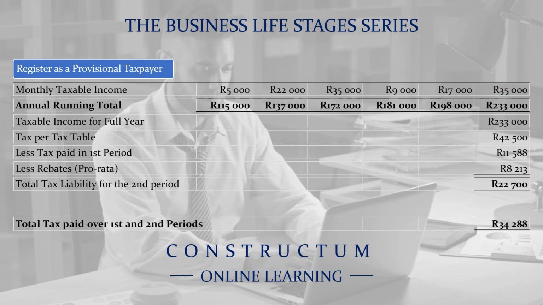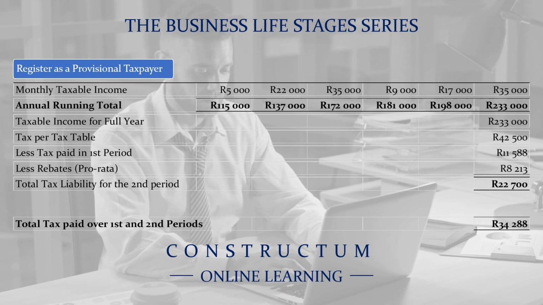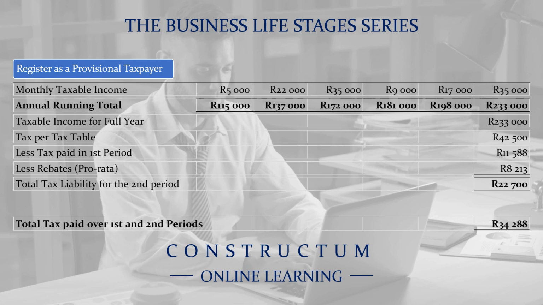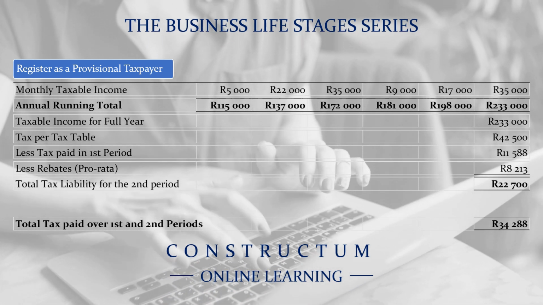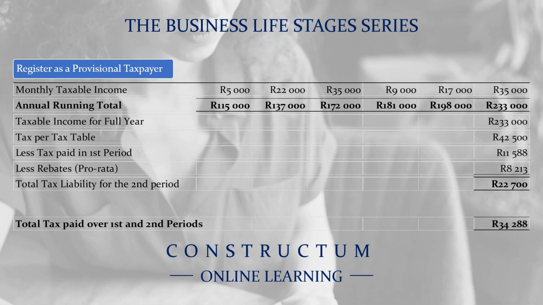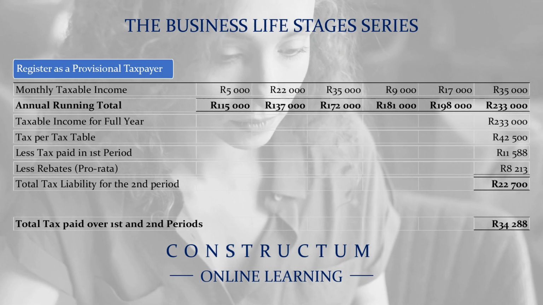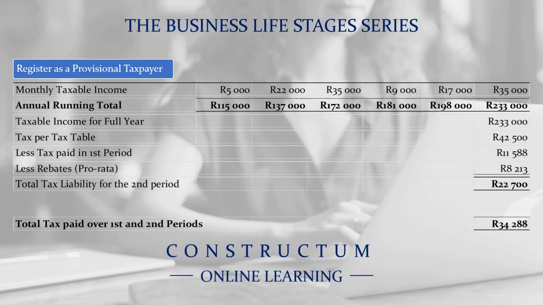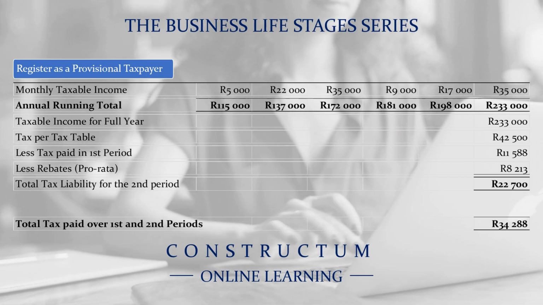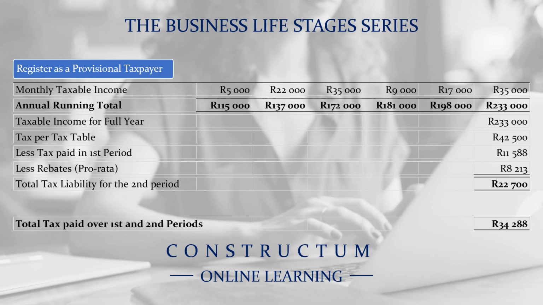But Joe has already paid 11,588 Rand in the first 6 months period. Also, we have to again deduct the pro rata primary rebate of 8,230. That then gets us to a total tax liability for the second period of 22,700. Add that tax liability for the first period to the second period and we get to a total tax liability of 34,288 Rand.